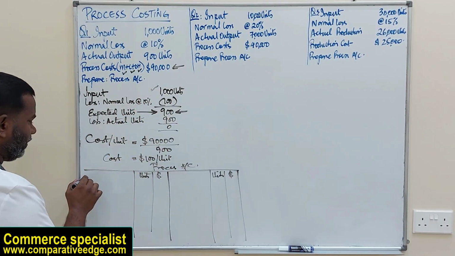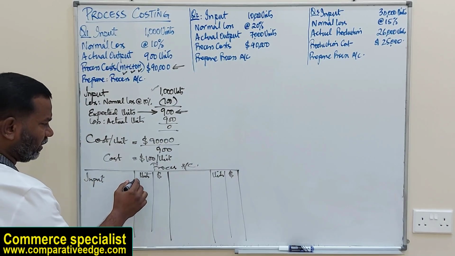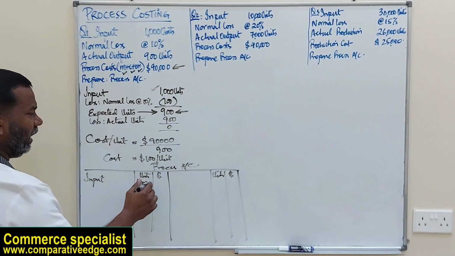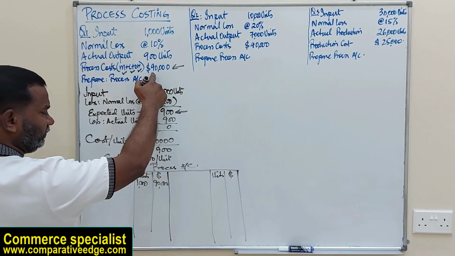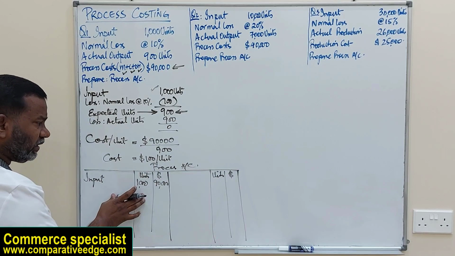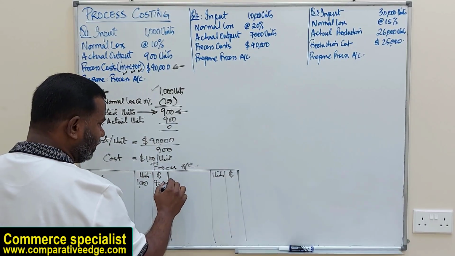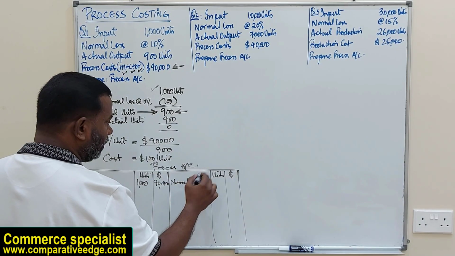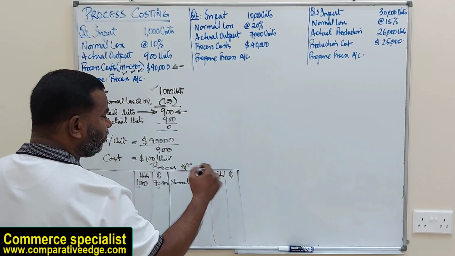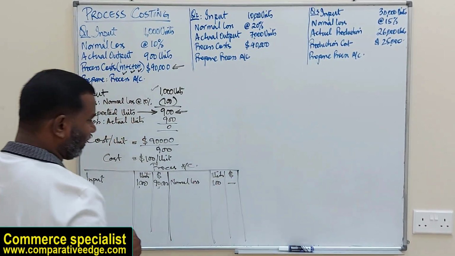You started off with input, that means these are the units you put into production. 1000 units and it cost you 90,000. That's your production cost, right? So what happened to these 1000 units? You're going to show it on the credit side. Out of these 1000 units, you incurred a normal loss of 100 units. Please remember, we do not give any value to the normal loss.